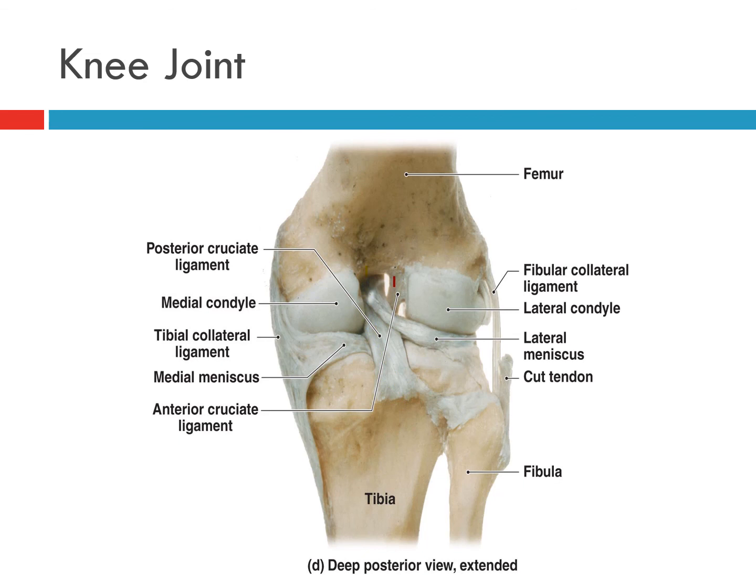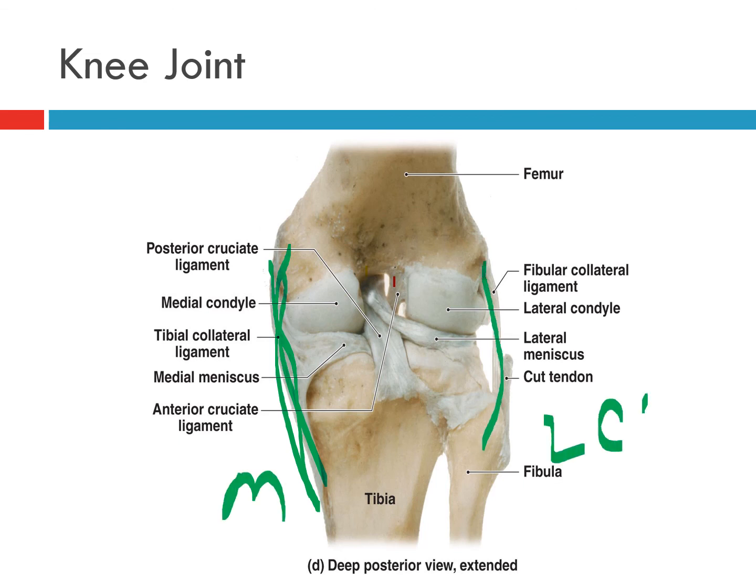The other ligaments that we have in this picture are the collateral ligaments. Often they're called medial collateral and lateral collateral. Here we have called them the tibial collateral, because the tibial collateral is the medial side, and the fibular collateral is the lateral collateral ligament. So that would be MCL and LCL. You may have heard people tearing those before. Those are giving lateral stability to the knee, which is very important.